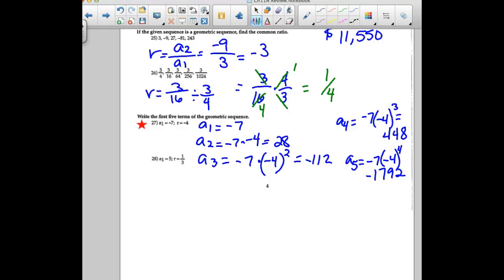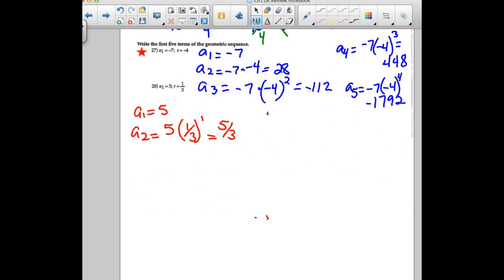Question 28. My first term is 5. My second term is 5 times R to the first power. N minus 1 would be 1. We get 5/3. All right. Third term is 5 times 1/3. Again, n minus 1, 3 minus 1 would be 2. Squaring that gives me 1/9. 5 times 1/9 is 5/9.